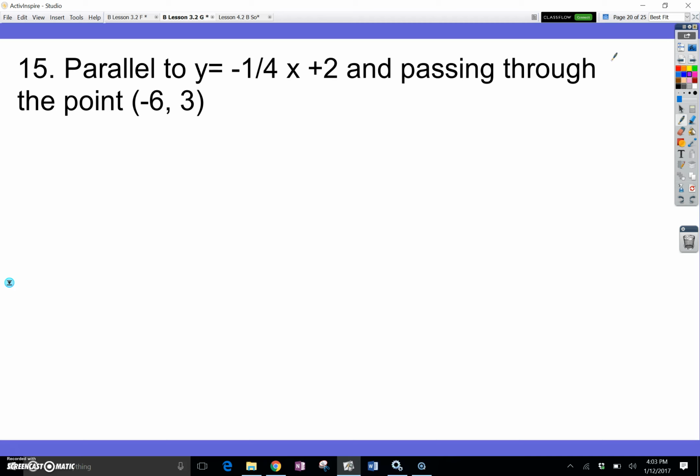So first thing is, it says it's going to be parallel to y equals negative 1/4. The only thing we really care about this is the slope. The slope is negative 1/4. So a parallel line, remember, have the same slopes. So this slope is also negative 1/4. And I also know this point consists of negative 6, 3.